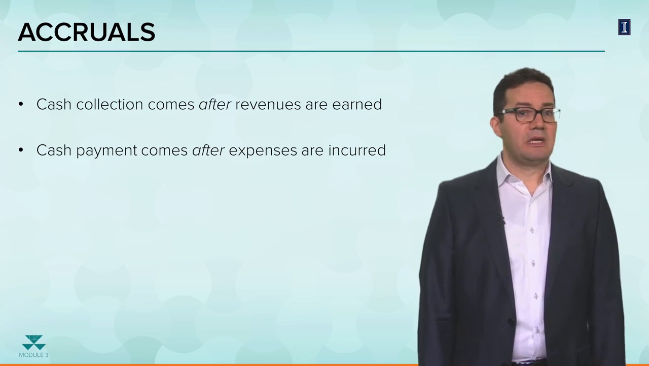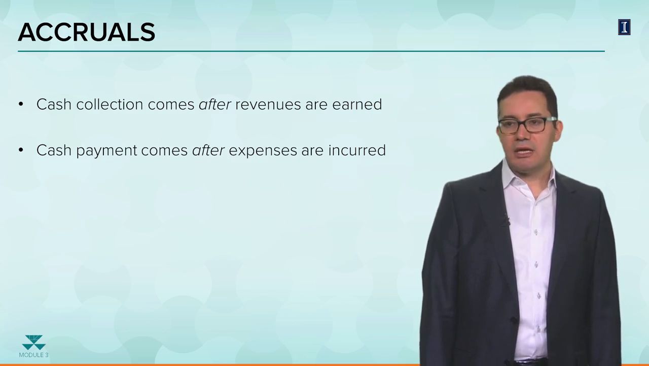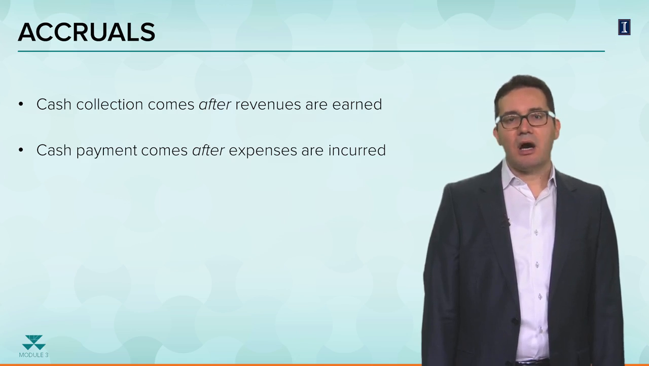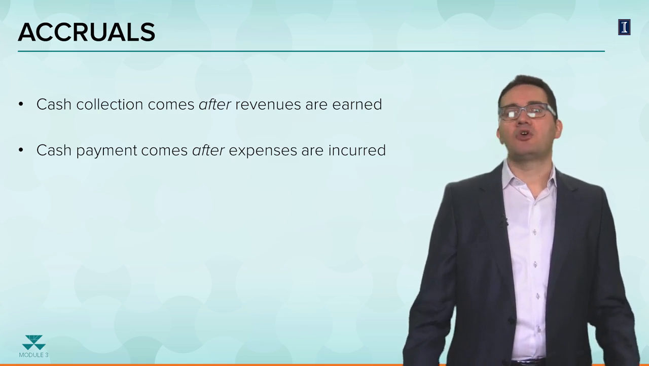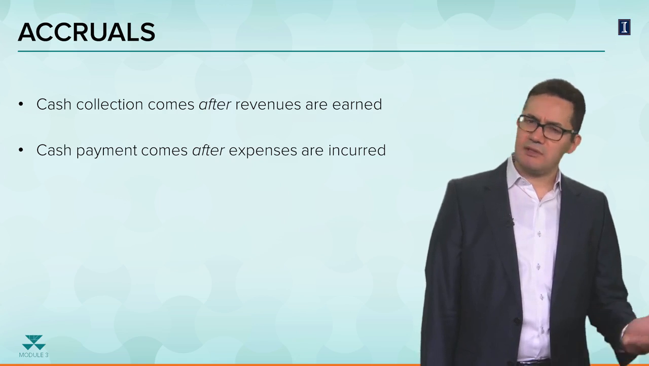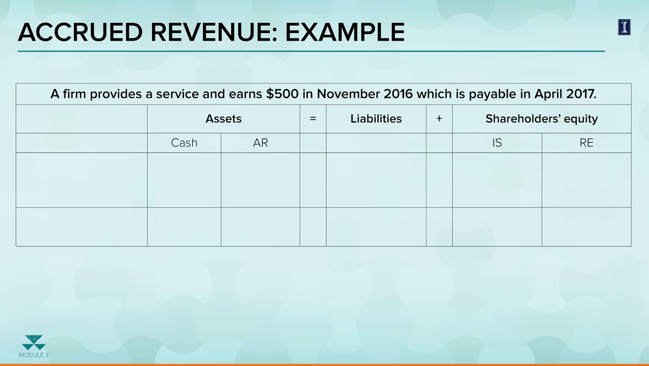two different ways. The first one is accruals. Here we have cash collection after revenues are earned, or we have cash payments after expenses are incurred. So basically, first we have the economic transaction, and then cash transaction comes. So what are some examples of accruals? Here is one. We have a firm providing service and earns $500 in November 2016, which is payable in April 2017. So what was the principle about accruals?